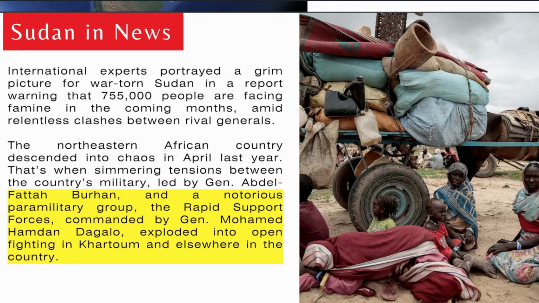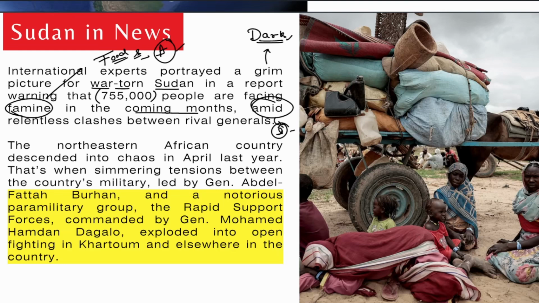So why is Sudan in the news? International experts portrayed a grim picture. Grim means which is not looking very good, which is bleak, which is dark or depressing. A dark picture for the war-torn Sudan, in a report warning that 755,000 people are facing famine. Famine means a drop in the food systems, a drop in the agricultural systems, where people have nothing to eat, in the coming months, amid clashes. Amid means in the midst of, or in the middle of, or between. Relentless clashes between rival generals. Relentless means which do not stop.